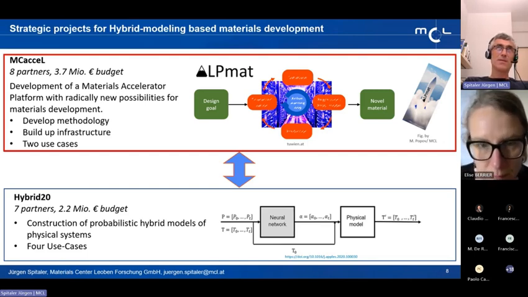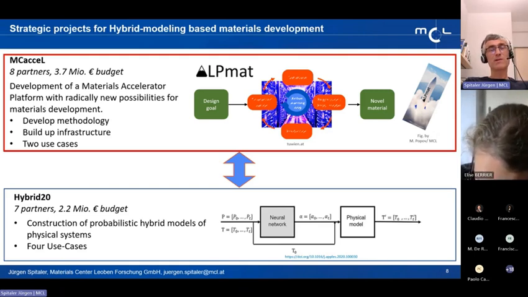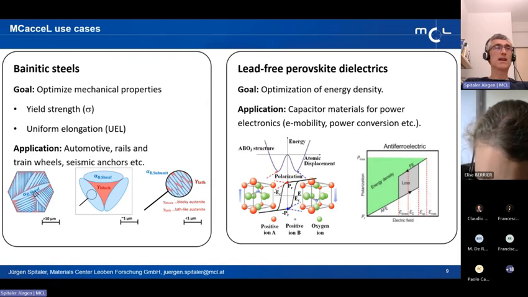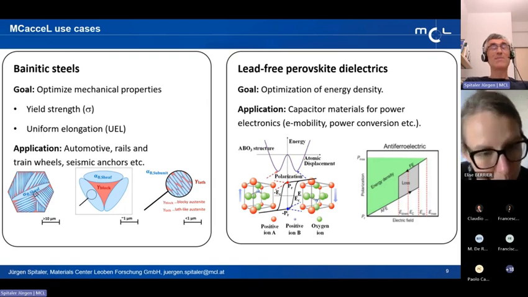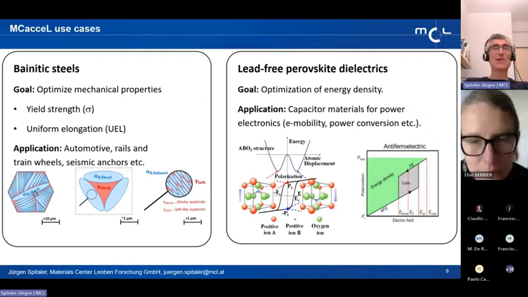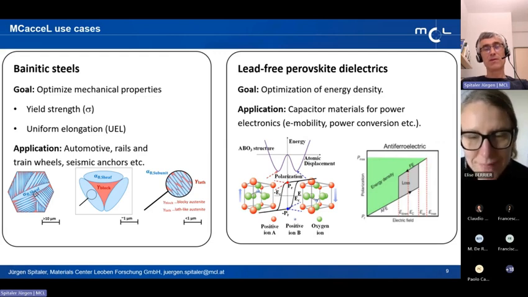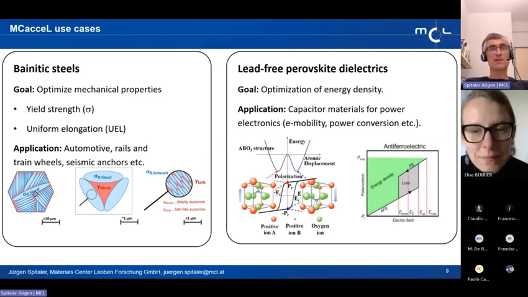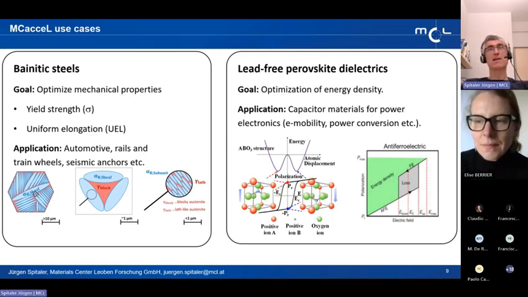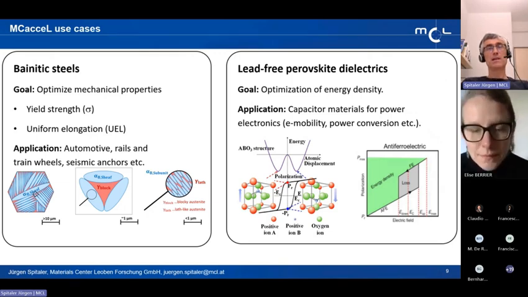Since we are application oriented and always have use cases in mind, I want to start also with the use cases. Let me start with the right one because it's close to one of the use cases in your project. It's about perovskites, even though for yet another application compared to chemical reactions, and it's also not solar energy, but it's about lead-free perovskite dielectrics. These are materials which you need for energy conversion. That means they're important for the efficiency.